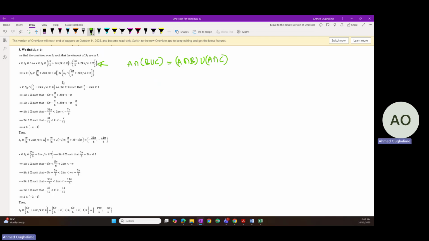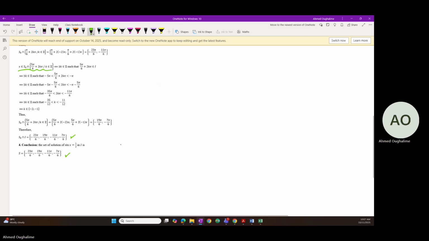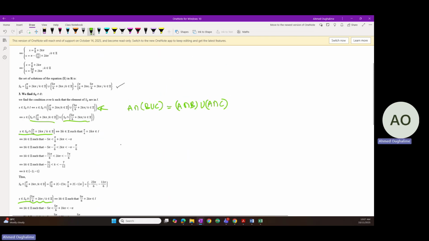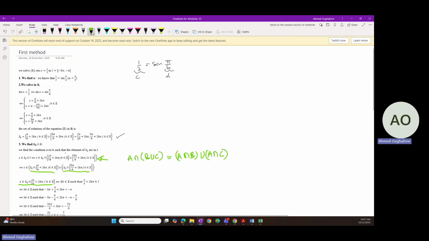Then for each subset, I will go to find my possible values. First subset, I find my possible values. For the second subset, I do the same job to find my values. Then at the end, I find my final set, and I give my final conclusion. So this is the first way of doing it, where I'm finding algebraically all the possible answers.